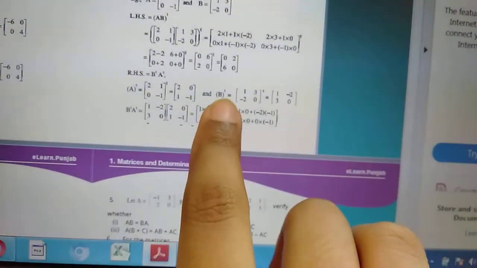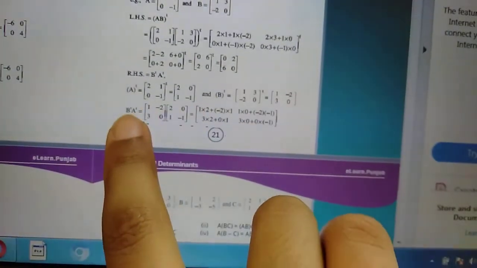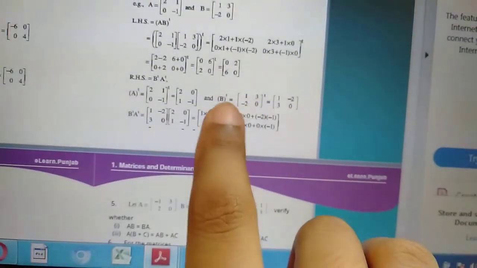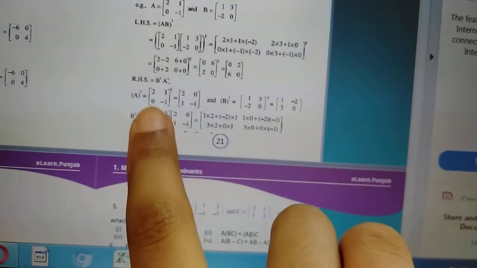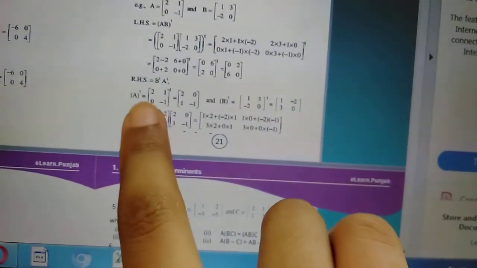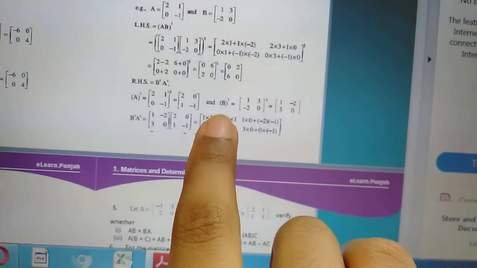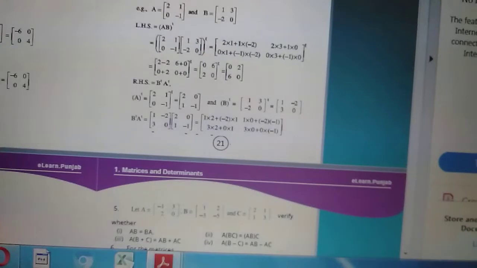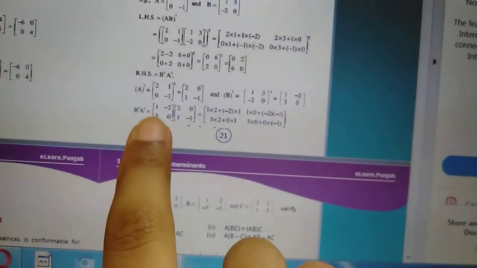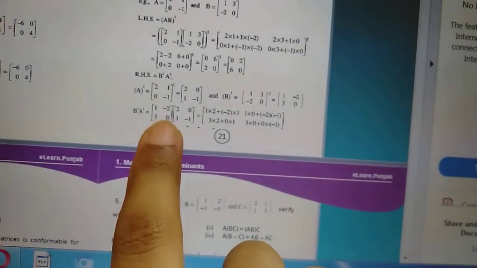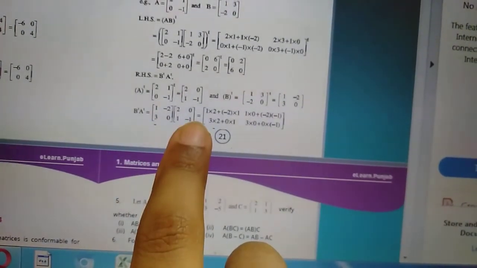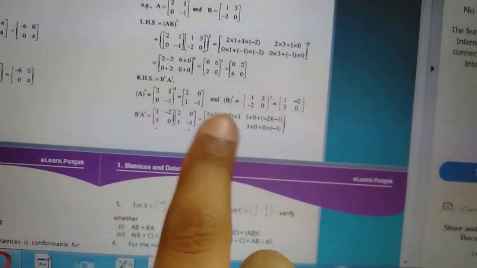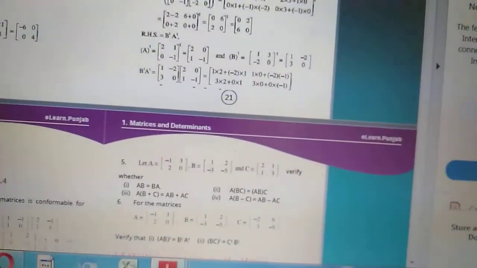I used to find the B transpose first because we have to write the matrix of the B transpose first. That's why I always find B transpose first, then A transpose. But it's your choice whether you find A transpose first or B transpose first. So they have taken the A transpose and B transpose, then we have multiplied B transpose with A. It is necessary to write the B transpose first, then A transpose, because it's given that way.